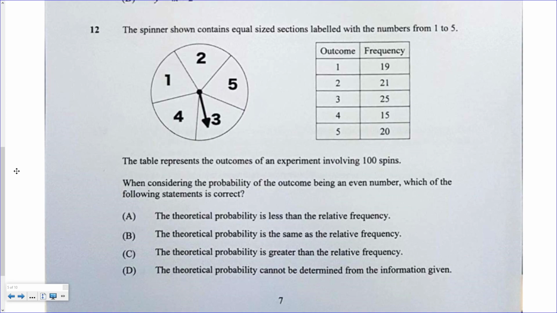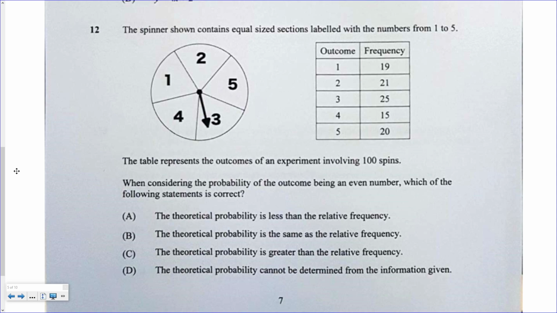Down to question 12. We need to kind of look at the probabilities and the relative frequencies and compare these two things. We're told that with this spinner, these are all equally sized, so therefore each of these options is 1 out of 5, 1 out of 5, 1 out of 5, 1 out of 5. And in this table on the right side is what happened after 100 spins. We just need to see which of these is correct.